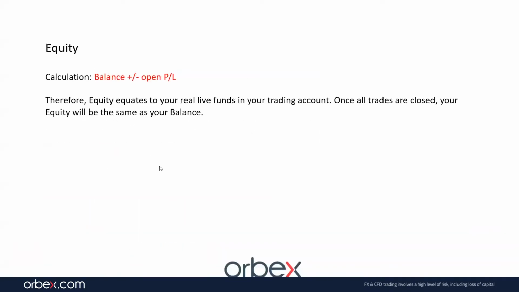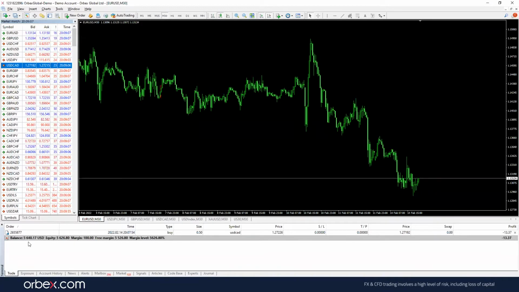So equity. Equity is the basic calculation of your balance plus or minus your open P&L. Therefore equity equates to your real life funds in your trading account. Once all the trades are closed, your equity will be the same as your balance. As you can see here, the balance plus or minus your open P&L. In fact, mine, unfortunately, at the moment is minus 1258. So this minus 1258 will be the equity, and the equity is taken from what you have available for trading.